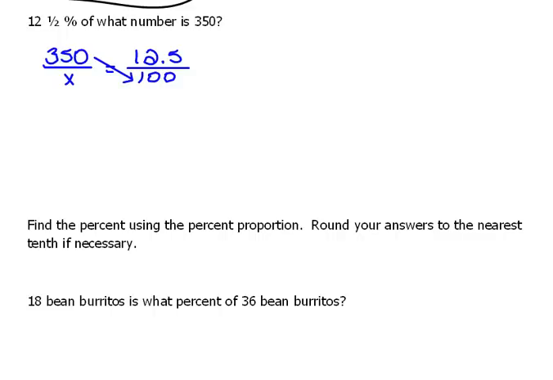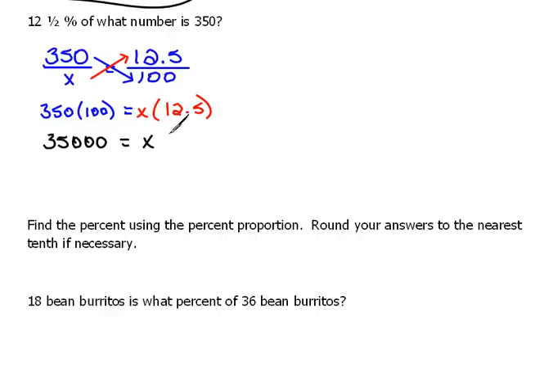Now we can go ahead and do our cross product. So 350 times 100 should equal the cross product of x times 12.5. Now we can do what we can. 350 times 100 would be 35,000 equals x times 12.5. Now we want to get x alone, so the opposite of multiplying by 12.5 would be to divide by 12.5. Now in doing that, x will equal 35,000 divided by 12.5, which would be 2,800.